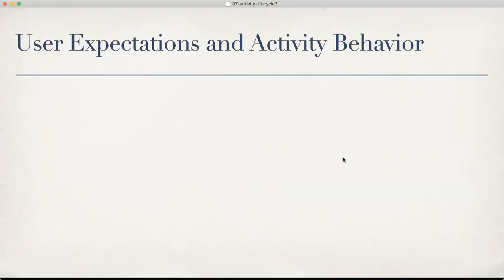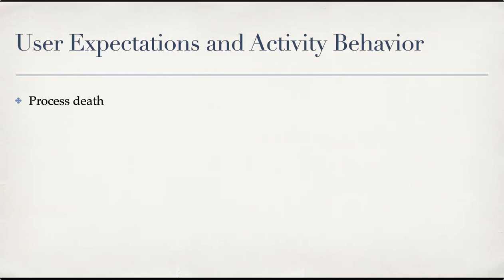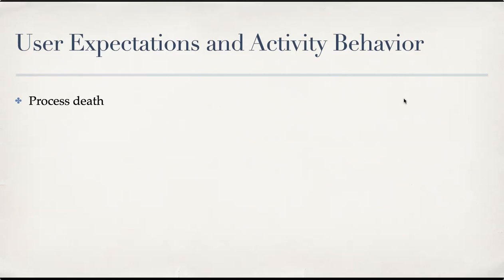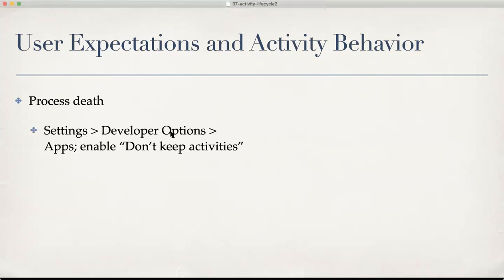Okay. So, by the way, this is called a process death. So a process, like the system process that has your activity running, is killed by the system for whatever reason. And to simulate that, you'll have to do something on the device that you're testing or running your app on. Okay. So go to settings, then developer options, and then apps, and under that, enable don't keep activities. By the way, if you are using the emulator, you have perhaps not enabled developer options.